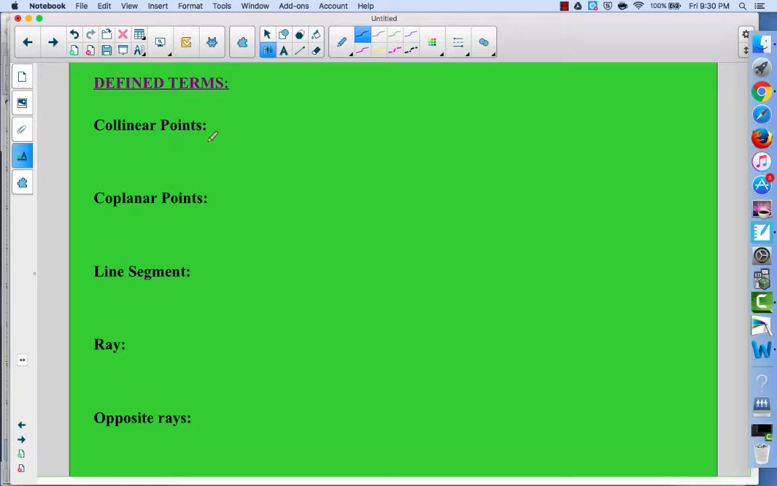And these defined terms, we really have to have a good understanding of to get started into the real fun of geometry. Okay, so the first one is collinear points. These are defined terms that we talked about in class today. Collinear points are points all in one line. So if I have a line with the points A, B, and C, A, B, and C are collinear points. They're on the same line.